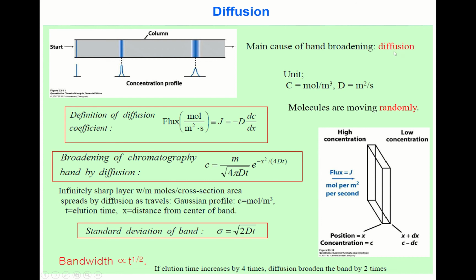And here, let's consider the concentration unit, mole per volume. And D is called the diffusion coefficient. The diffusion coefficient is the measure of how fast diffusion is. The unit is area divided by second. So the diffusion coefficient is defined by this equation.